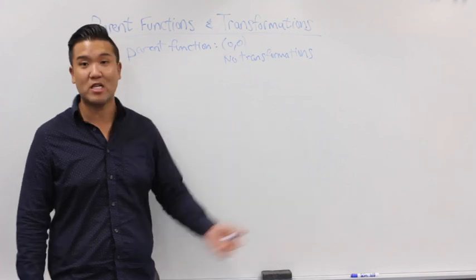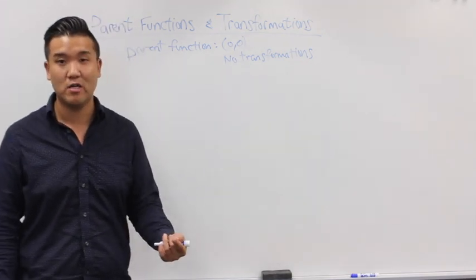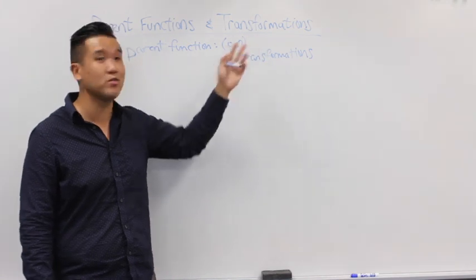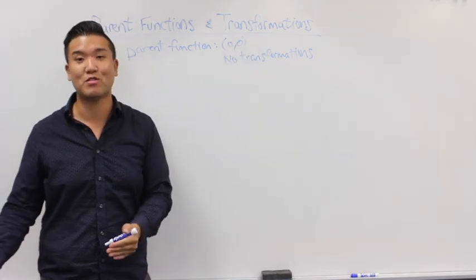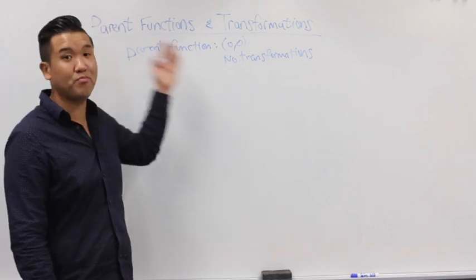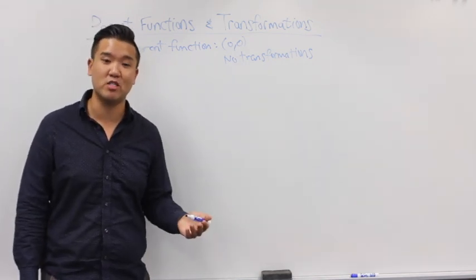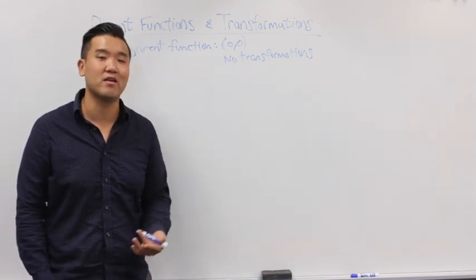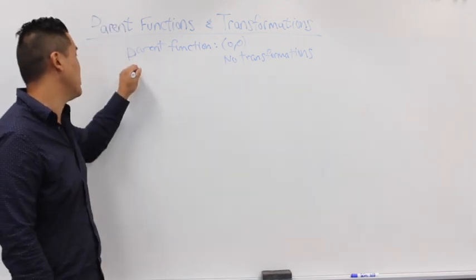The beauty about transformation is it's universal. As long as you understand it one way, like let's say for example transformations through absolute values or quadratic functions, then you can apply it to all the other types of functions. But the most important part is you have to know how they look. So your parent functions go over that.